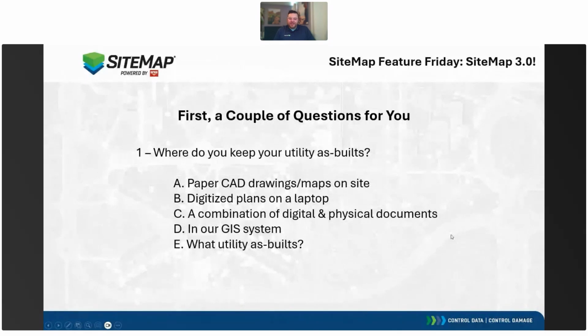We'd love your feedback. This is how we've developed these new features in SiteMap. We've heard our clients give us feedback on the platform, so we ask a lot of questions. This first question is, where do you keep your utility as-builts? There are a few options to go through. Do you have a GIS system? Do you have digitized plans on a laptop, like PDFs? Maybe you have CAD. We'd love to know where the audience sits with keeping your as-builts.